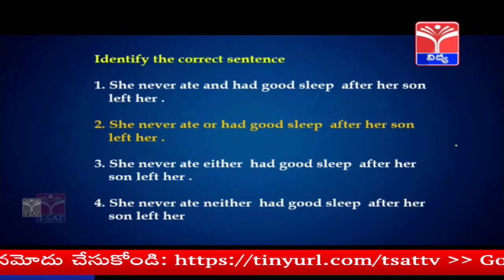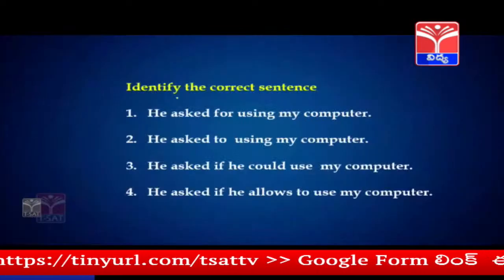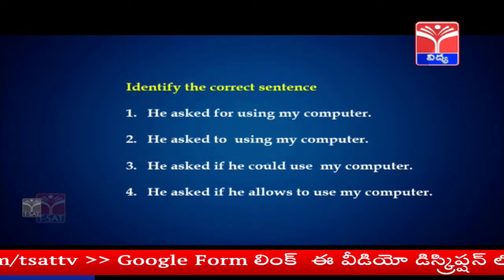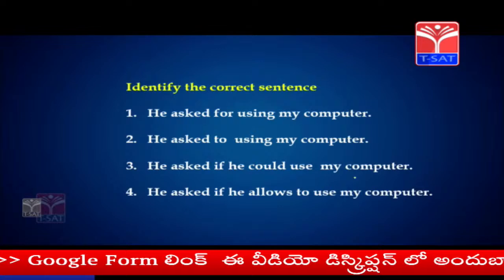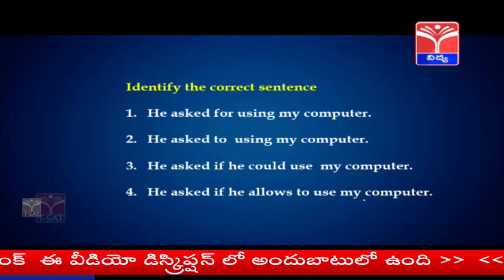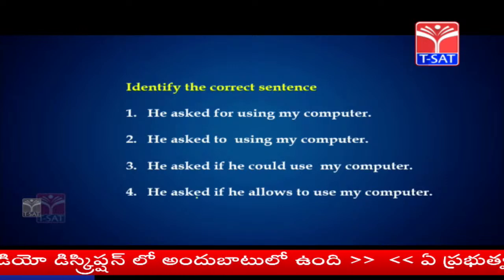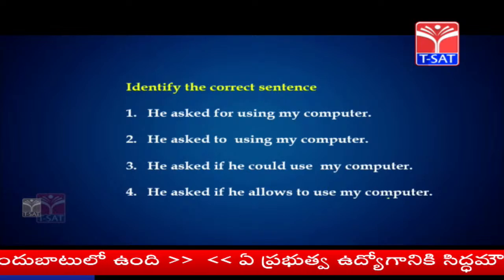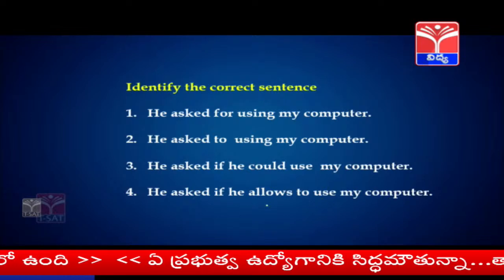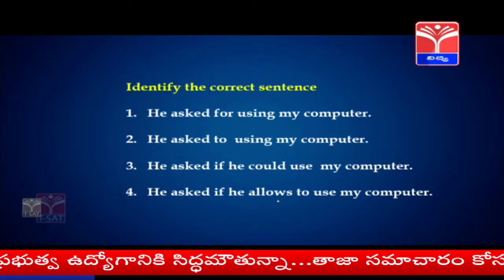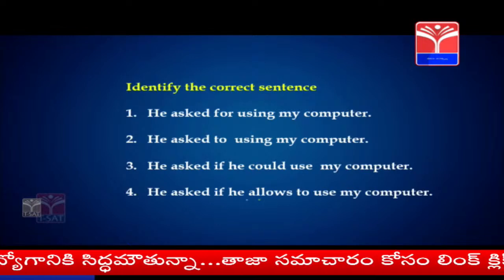So, this is the right answer. In this set, you can see the sentences. Number 1, he asked for using my computer. He asked to using my computer. He asked if he could use my computer. He asked if he allows to use my computer. So, if you see number 4, he asked if he allows to use my computer, there is no tense agreement. Asked is marked for past tense and the present verb is used, allows. So, we can eliminate 4.